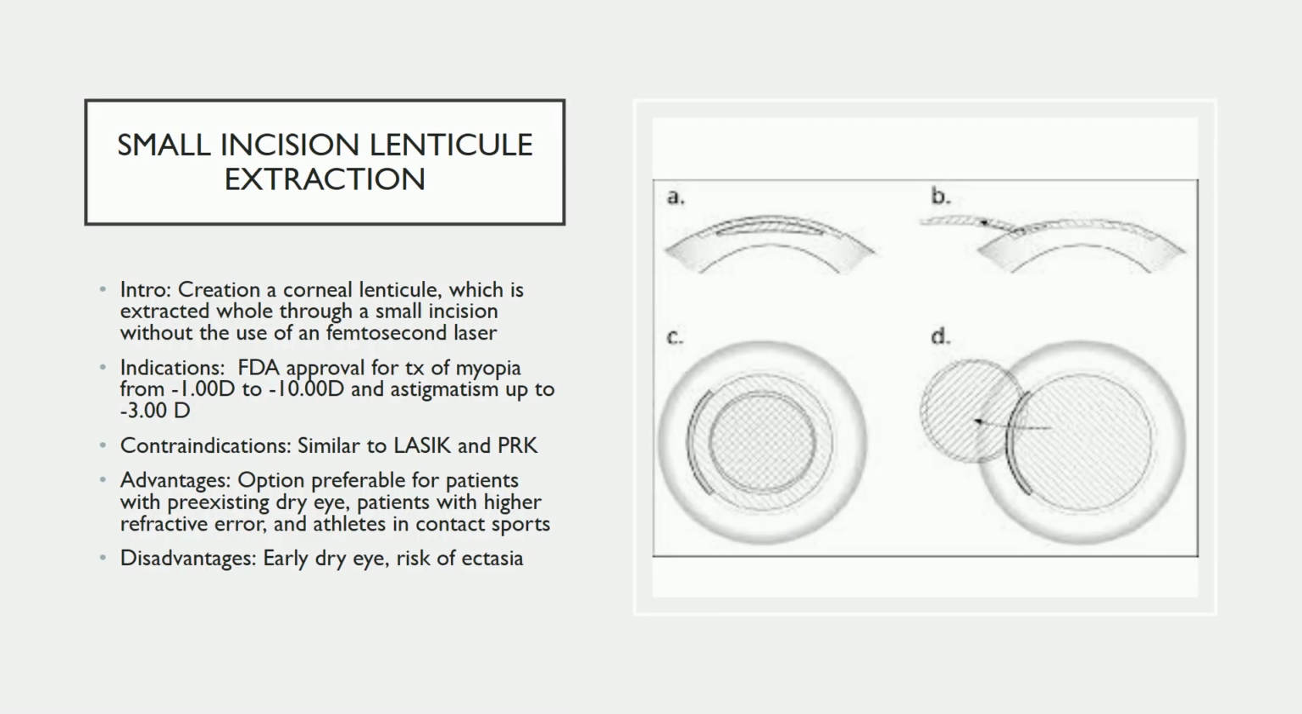The last one we're talking about is SMILE, small incision lenticule extraction. With this, you're creating a corneal lenticule using a femtosecond laser, which is then extracted through a small incision normally made with the same femtosecond. Indications. This is from the FDA approval. It's always changing. Every new machine comes out with new numbers, but you're going from a -1 to a -10, and you can treat astigmatism up to -3.